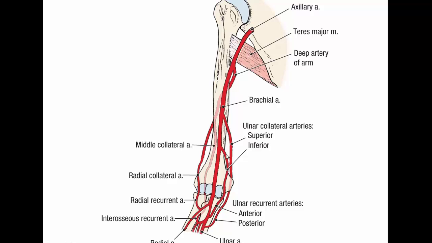Here are the superior and inferior ulnar collaterals. The superior ulnar collateral goes posterior to the medial epicondyle, and it then anastomoses with the ulnar recurrent arteries, the anterior and posterior, coming down here from the ulnar artery. On the other side, you have the radial collateral artery and the radial recurrent arteries.